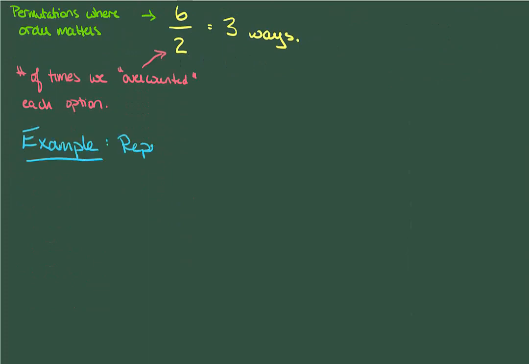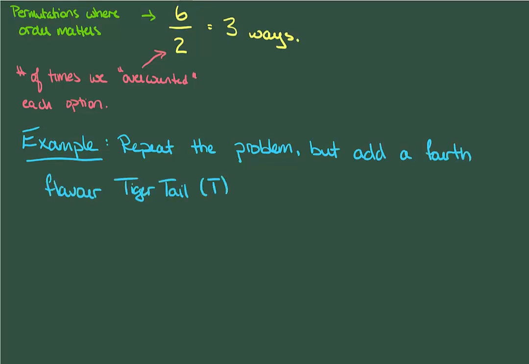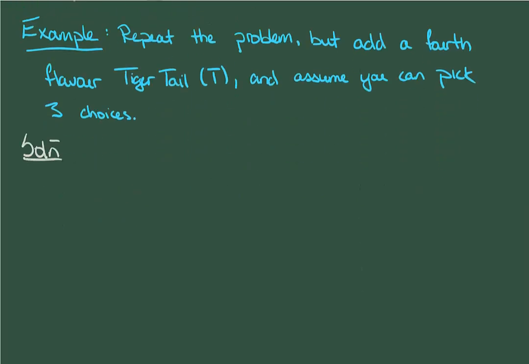So to see how this generalizes, let's expand the problem a little bit. We're going to add a 4th flavor, tiger tail. And we're going to assume now that we pick 3 of the flavors to put into our bowl. Okay, so if order matters, there are 4 pick 3 or 24 options.